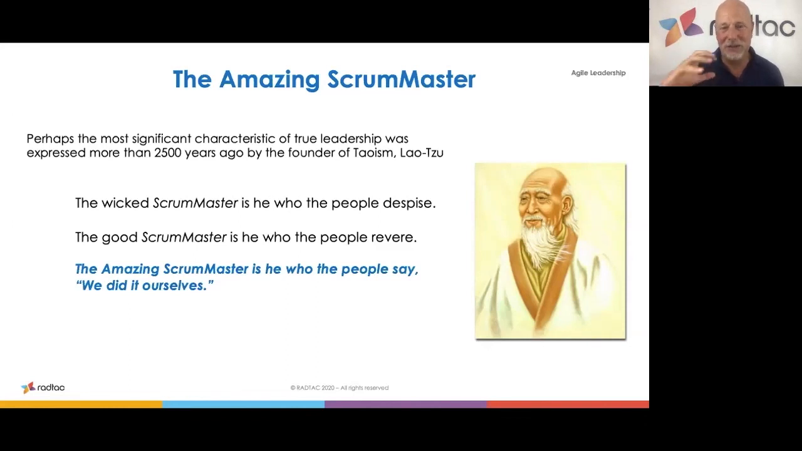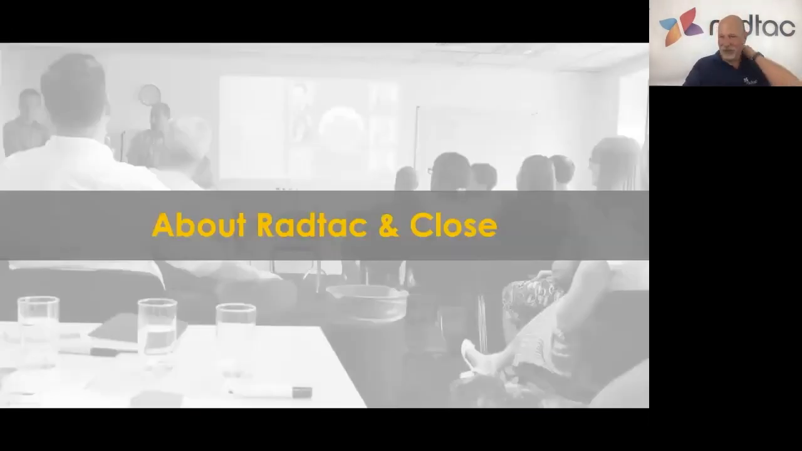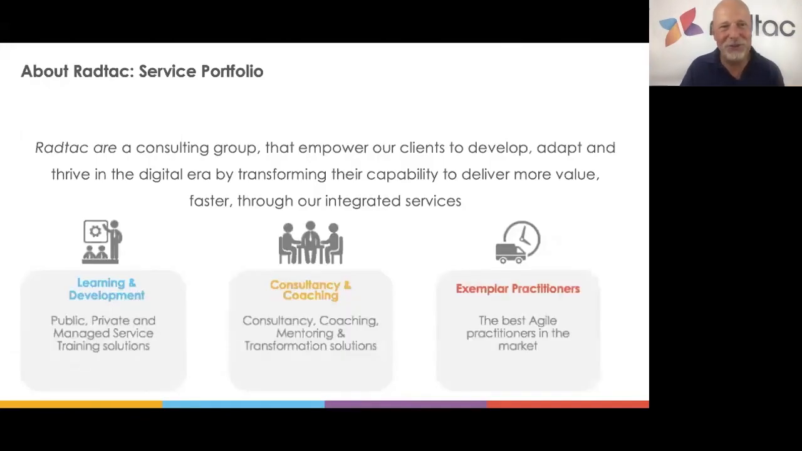They understand enough about what they're trying to do. They're self-organizing, and they don't actually realize that we as the Scrum Master are pushing them down a certain direction. That's the amazing Scrum Master. So it's the sort of thing I've been talking about enables that to occur. So that brought us to the end again. Apologies, I'm about 4 minutes over.